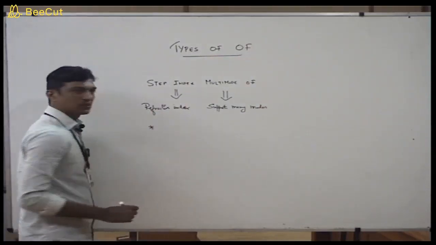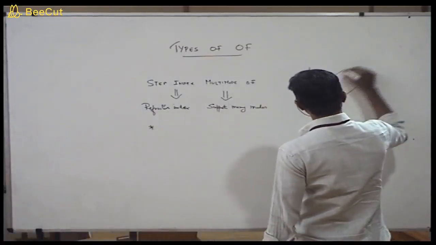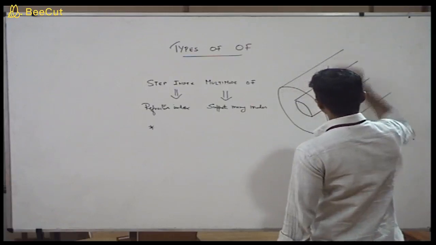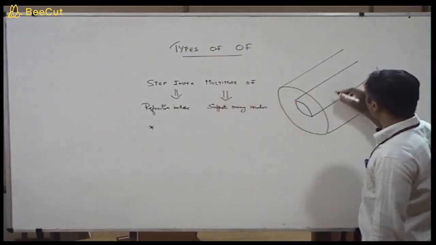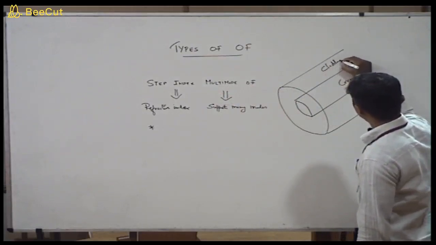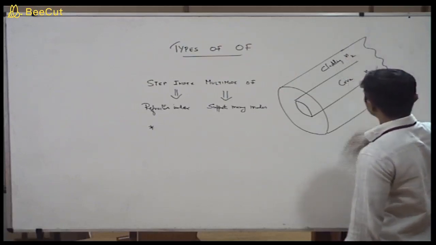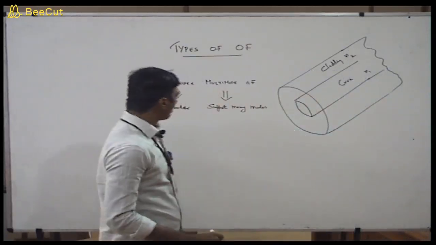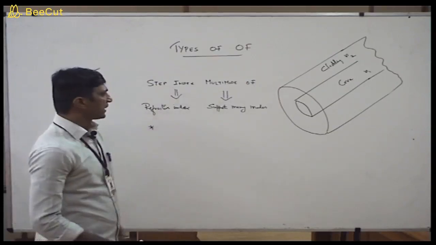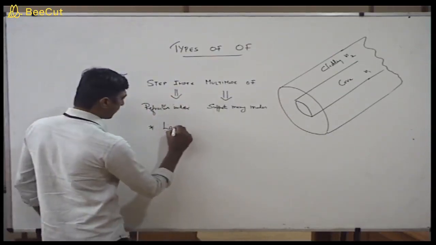Now the features of this step index optical fiber. As in the case of every fiber, these two parts, the core and cladding, are very essential. These are the guiding component of the light. So in the case of a step index multimode optical fiber, this is the core, and this is the cladding region, refractive index N2 and refractive index N1, and the core is having a very large diameter. When you compare the core diameter with a single mode optical fiber, the step index multimode optical fiber has a very large core diameter.